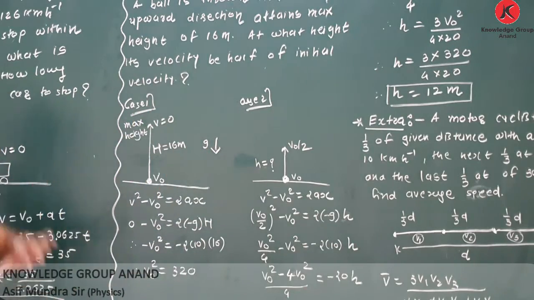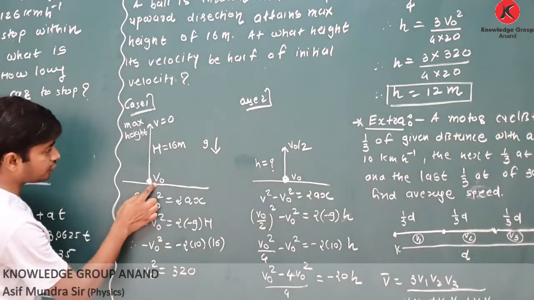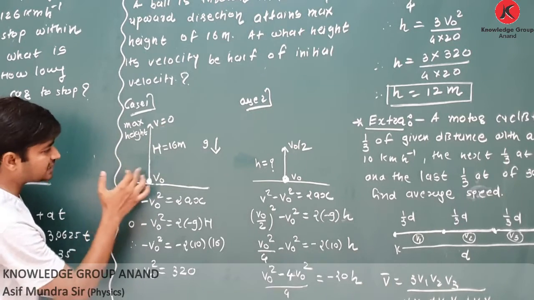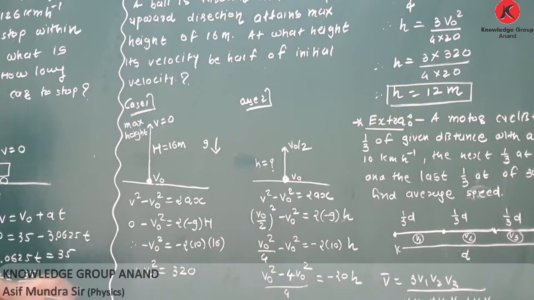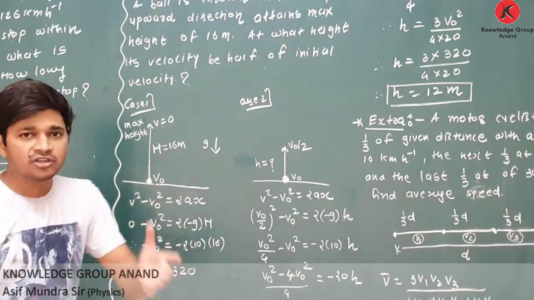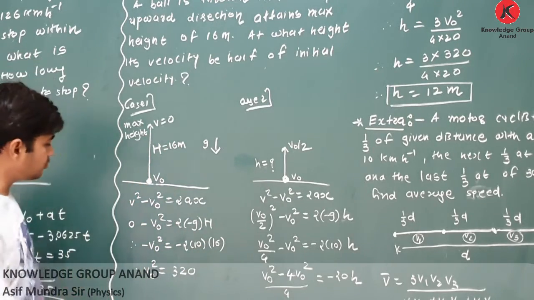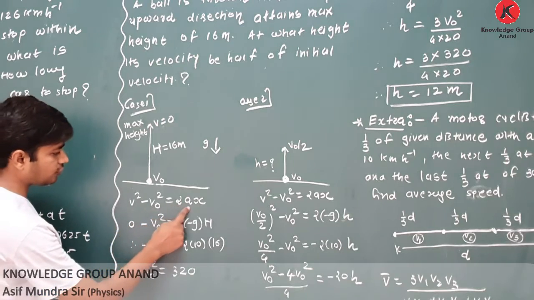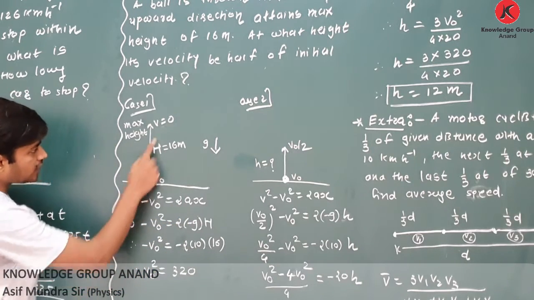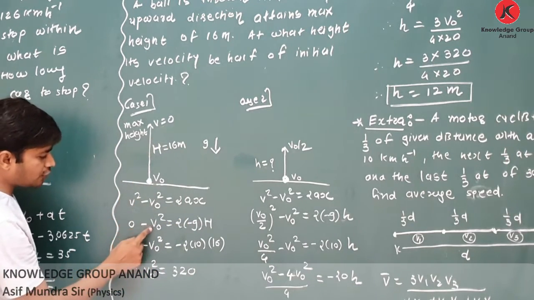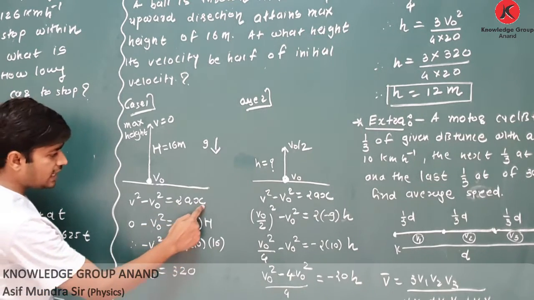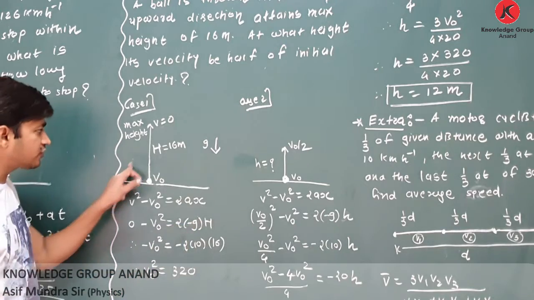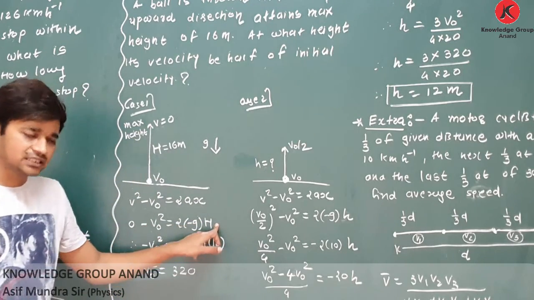Now for case 1, initial velocity V0, final velocity 0 at maximum height, and it is 16 meter. Gravitational acceleration is always in downward direction. From this, you can easily say which equation you have to use: V square minus V0 square is equal to 2ax. Final velocity 0, initial velocity V0, 2 as it is, a is replaced by minus g, x is maximum height, because in this case the distance covered is the maximum height.